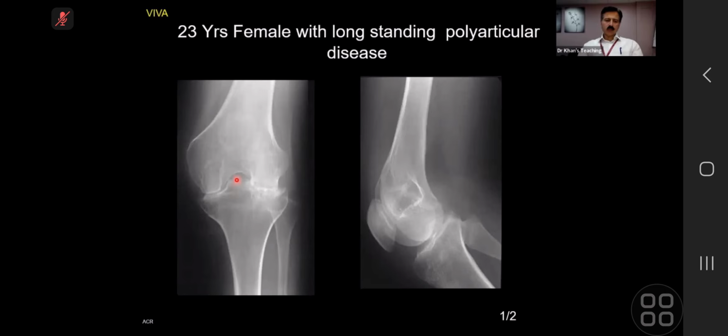What's happening to this? What is this? That's widened, the intercondylar notch. Right. Okay, so conclusion. This is a 23-year-old female.